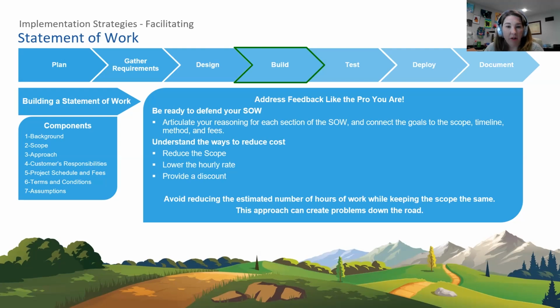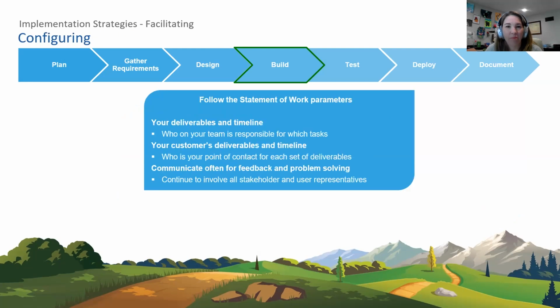But the statement down here in the center is verbatim. Avoid reducing the estimated number of hours of work while keeping the scope the same. It can create problems down the road. And from just a little bit of personal experience, I think that's probably accurate. So that's what we have for there.